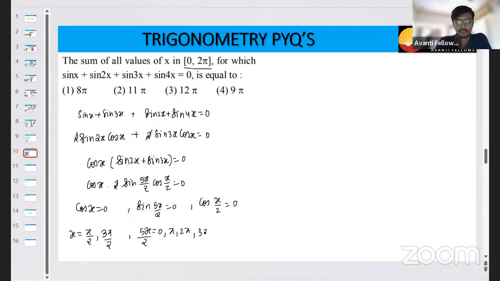0 pi, 2 pi, 3 pi, 4 pi, 5 pi. And for this, I can write x by 2 is pi by 2. बस, 3 pi by 2 भी लिख सकते हैं, but वो आएगा नहीं. So what values of x did we get? We got x is equals to pi by 2, 3 pi by 2.